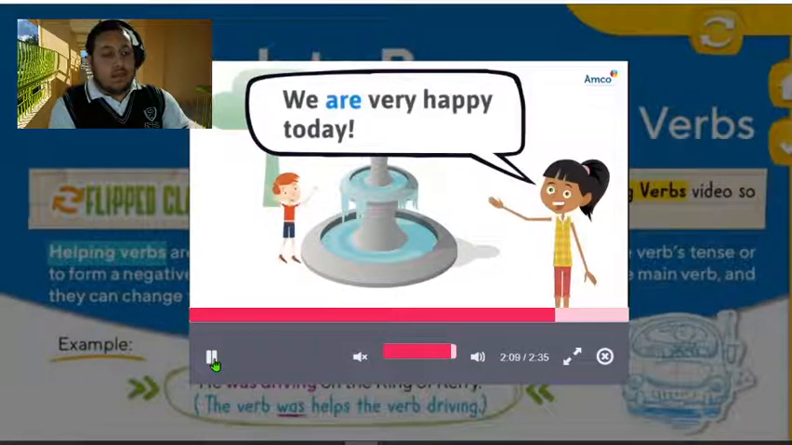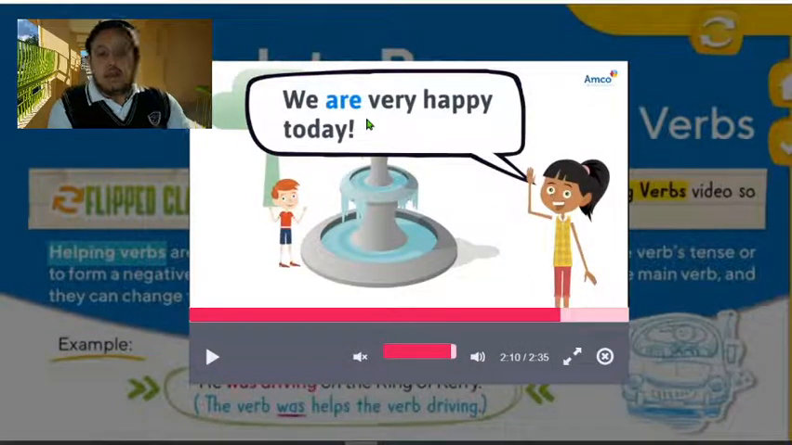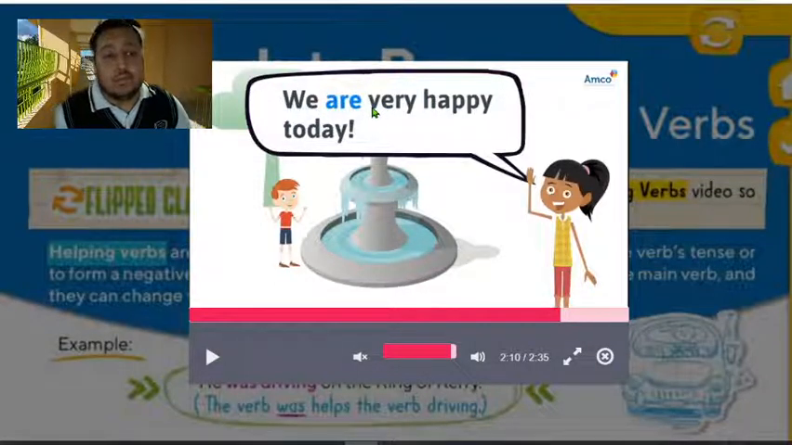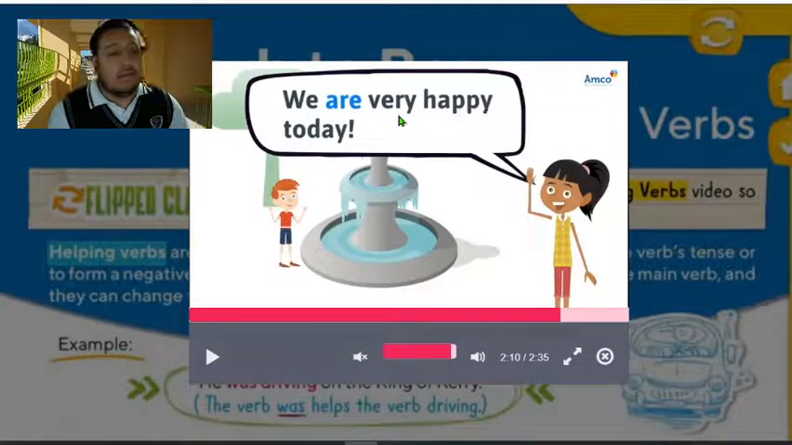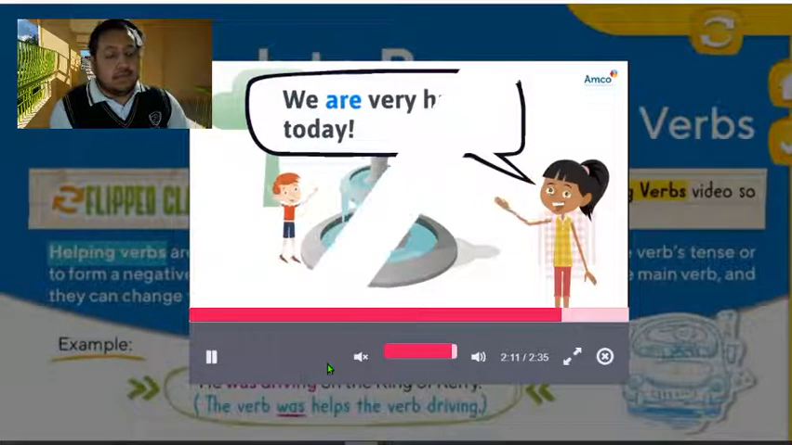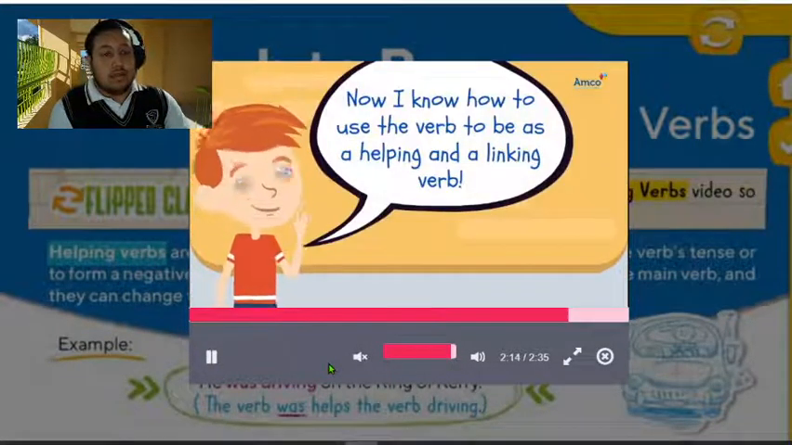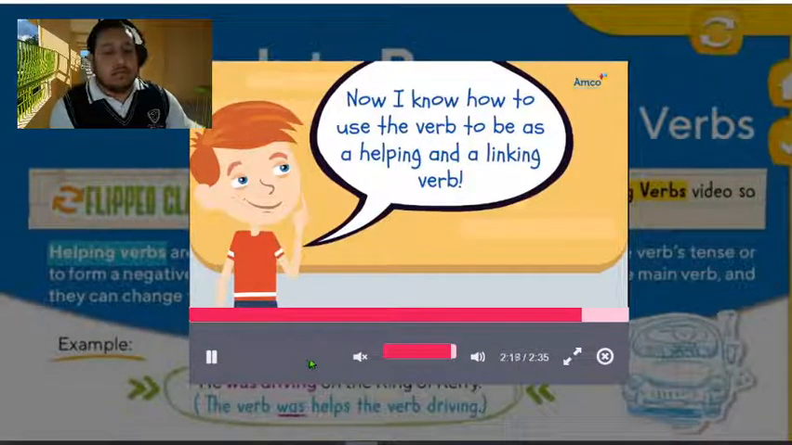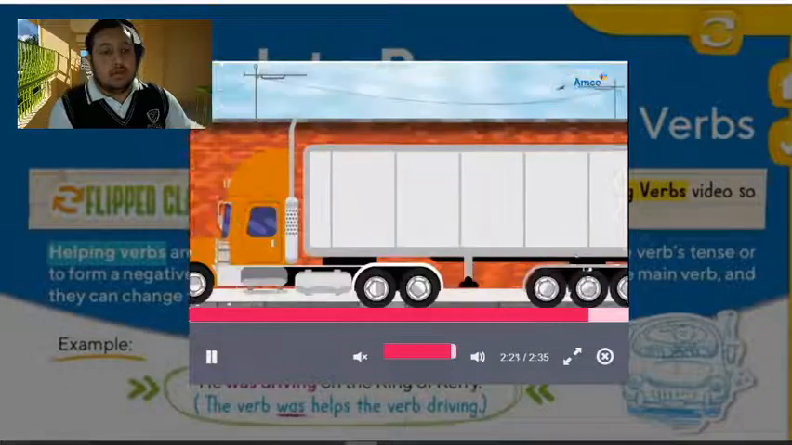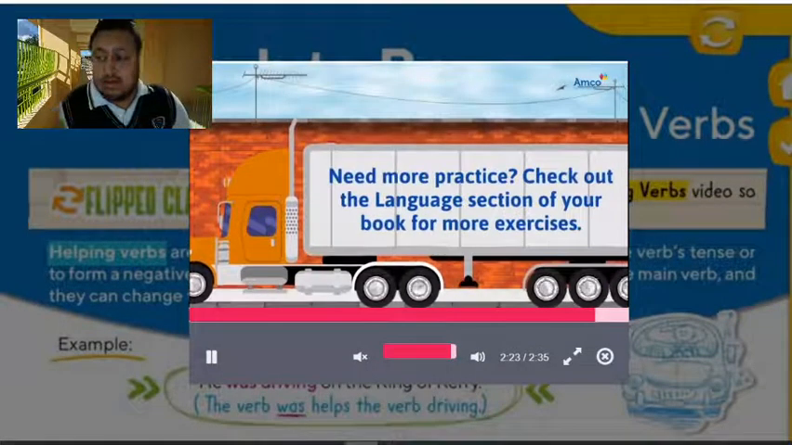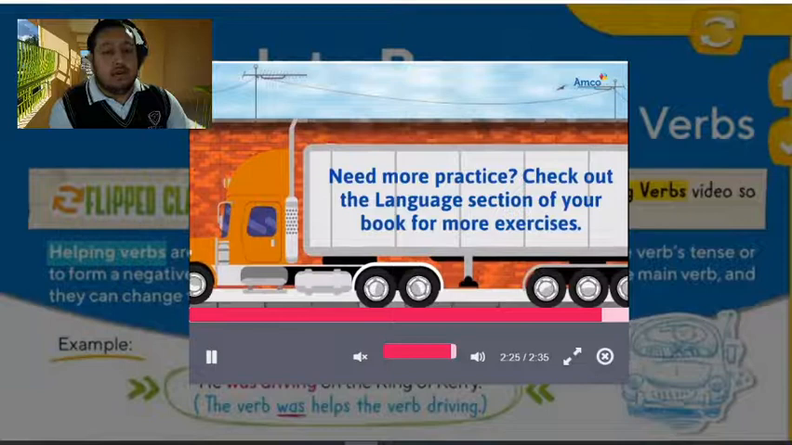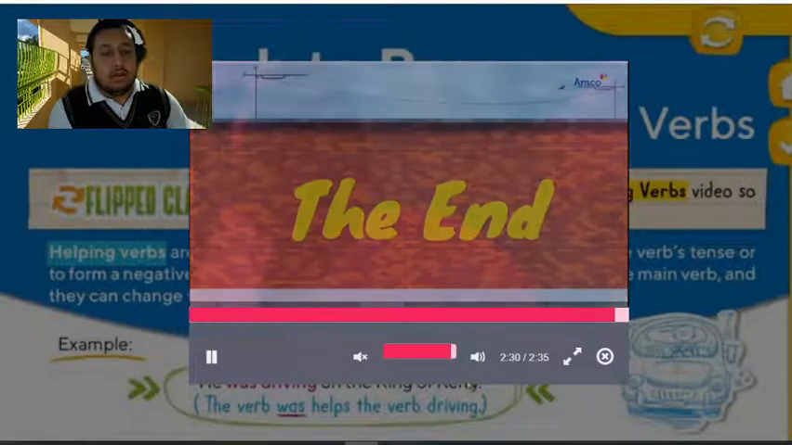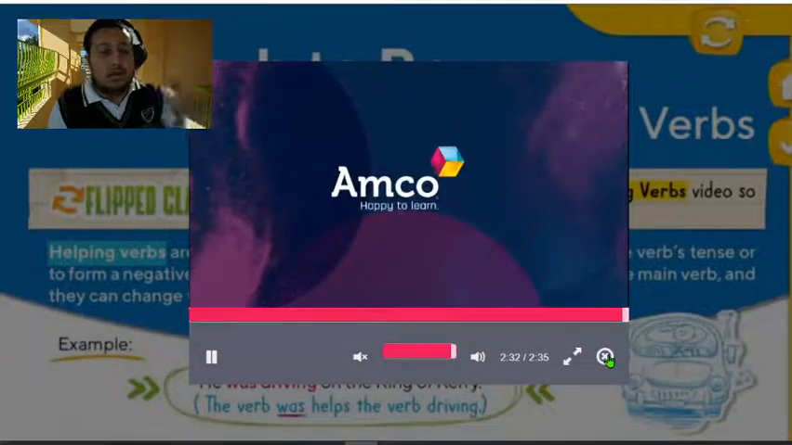We are very happy today. This is another example. We are very happy today. So this one is linking verb because we don't have another verb in the sentence. Now I know how to use the verb to be as a helping and a linking verb. Okay. For more practice, check out the language section of your book for more exercises.